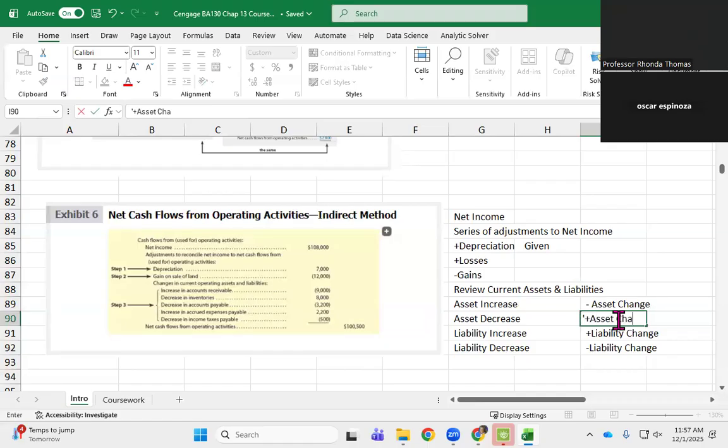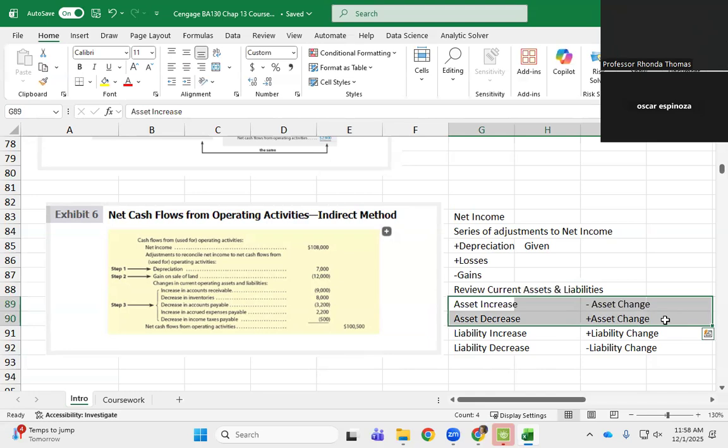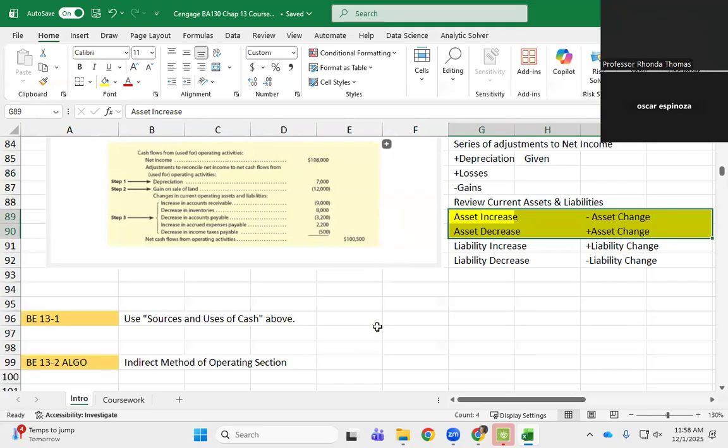I think the hardest one is when an asset changes. You have to do the opposite. If it increases, you subtract the change. If it decreases, you add the change. Like I said, at least with liabilities, if it goes up, you add it. If it goes down, you subtract it. So this right here tends to be the hang up of most everybody when they're learning to use this recipe.